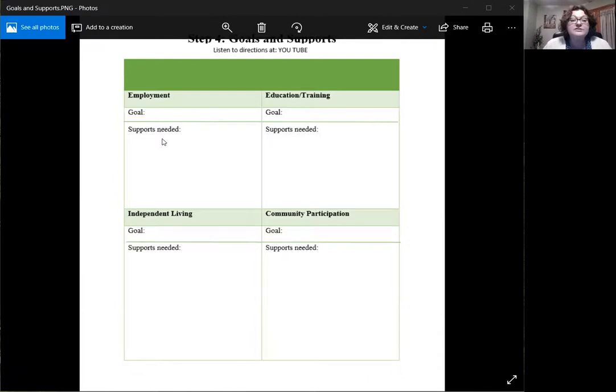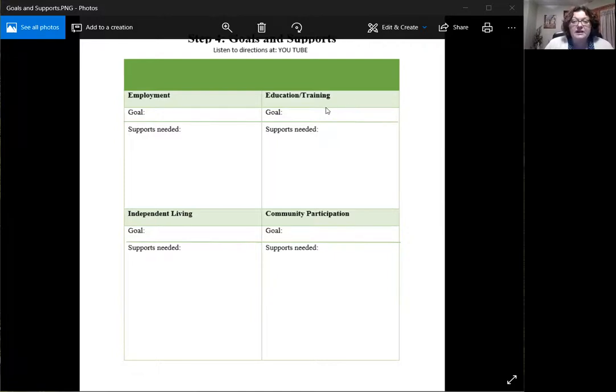If, say, they want to enter into working at the bowling alley after graduation, what supports are they going to need? Maybe they don't know how to get a job. Maybe they don't even know how to fill out an application. If you know those items, please fill those out because this is going to be the key step that is going to identify the tasks that are necessary to prepare the student for transition phase.